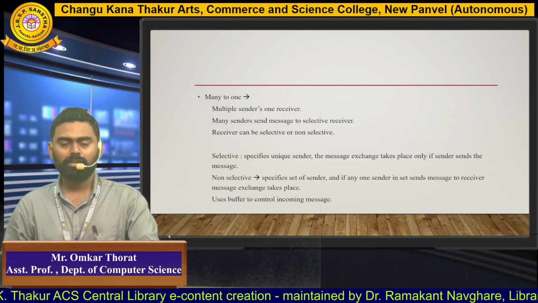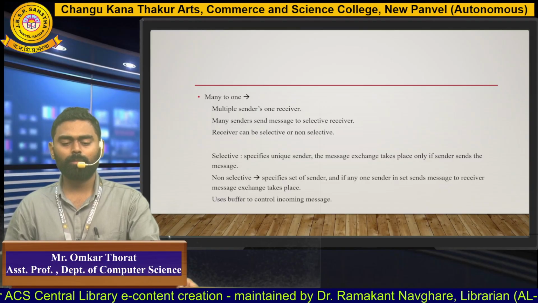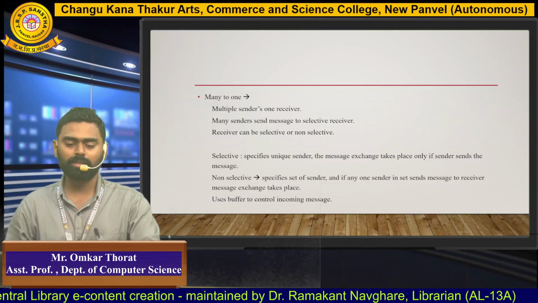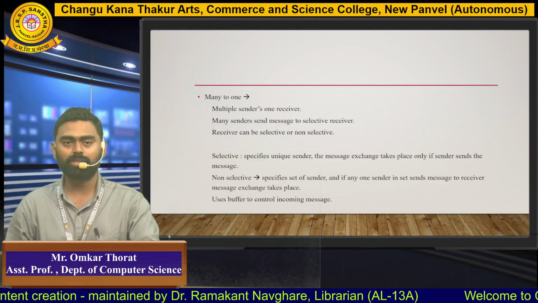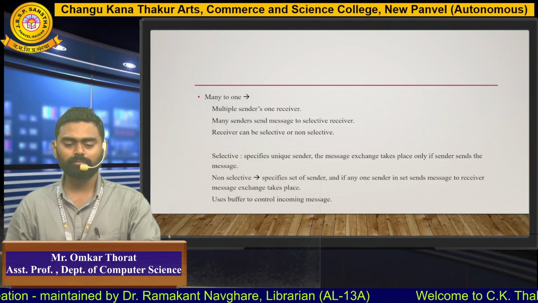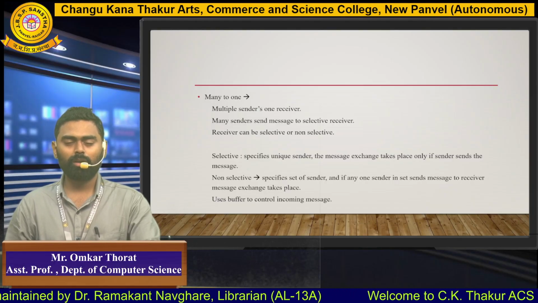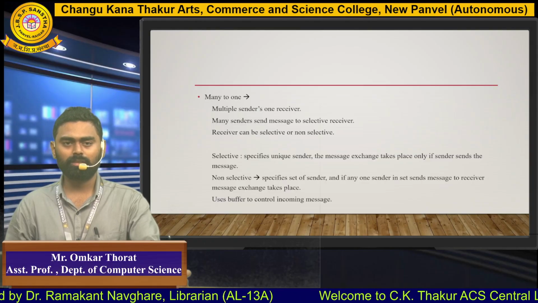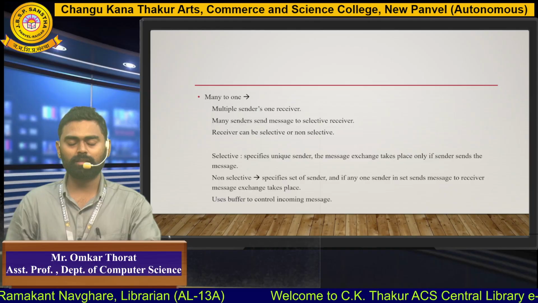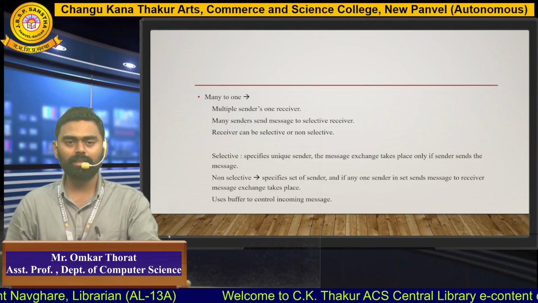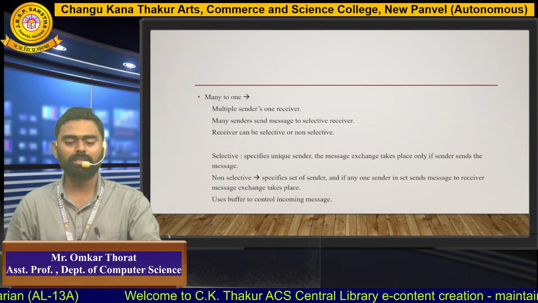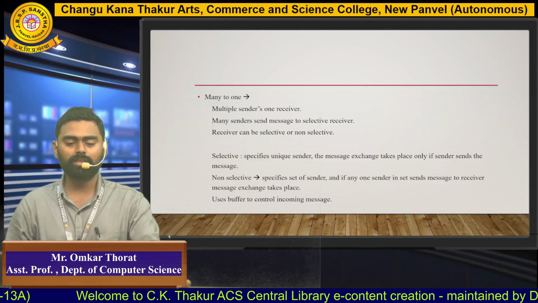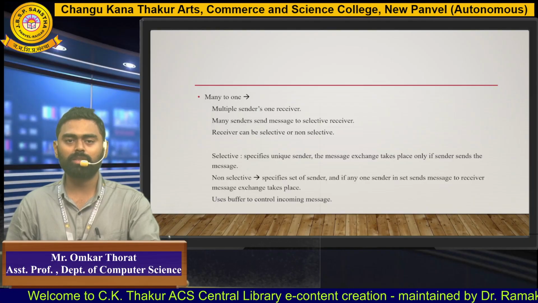Okay, now let's understand the second type, many to one. So multiple senders, one receiver. So many senders send messages to a selective receiver. For example, here we take the example of students and teacher. So many students can send a message to a single teacher, or one teacher. So here many senders send messages to a selective receiver. Receivers can be selective or non-selective.